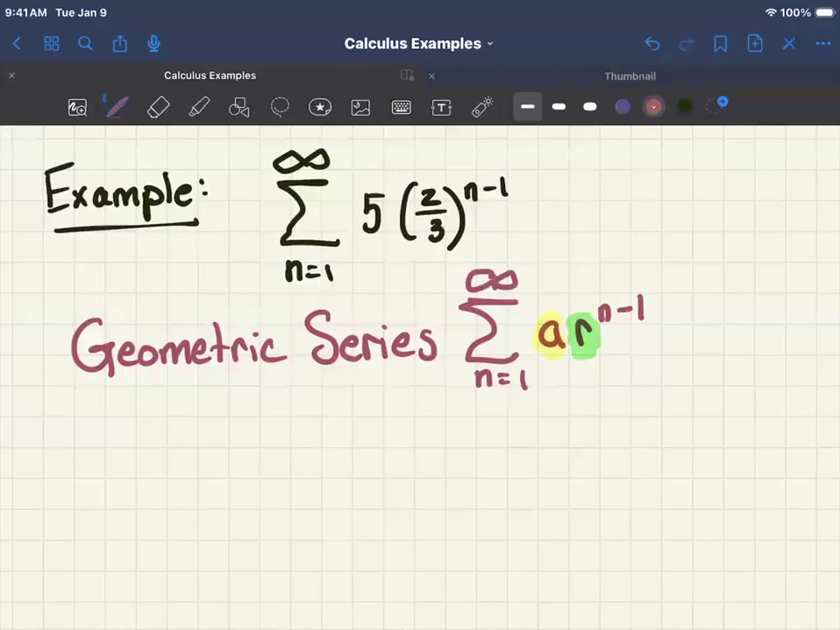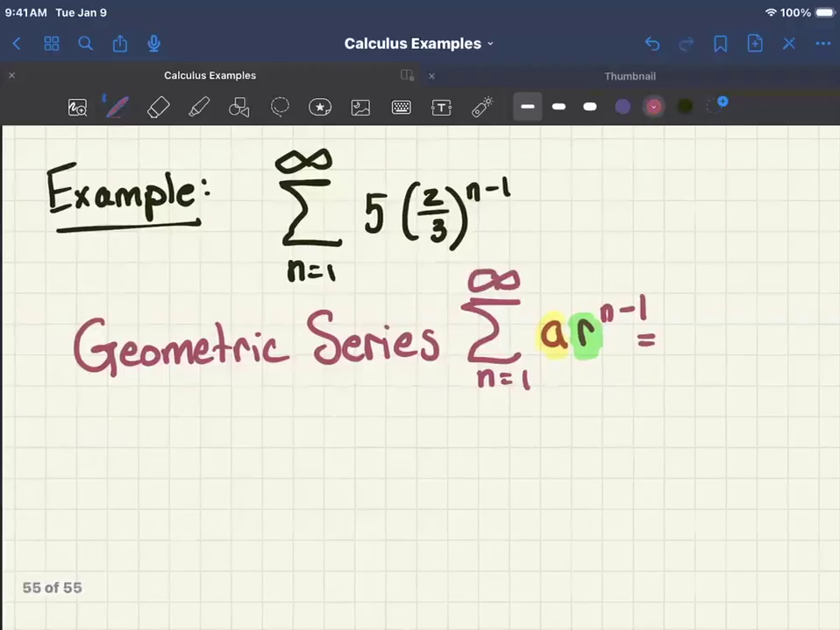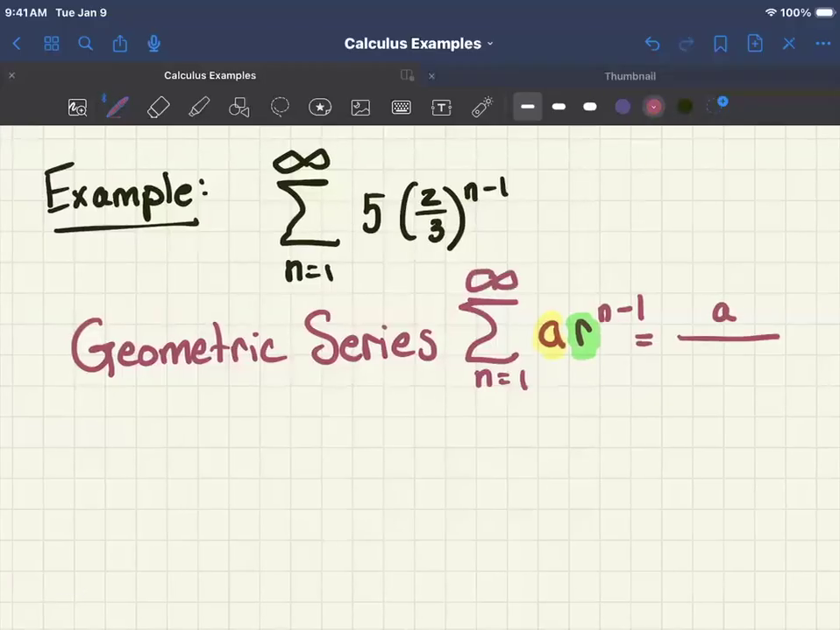And our solution is going to be equal to a divided by 1 minus r when, because it's not always solvable, the absolute value of r is less than 1.